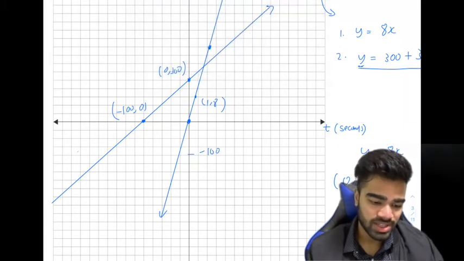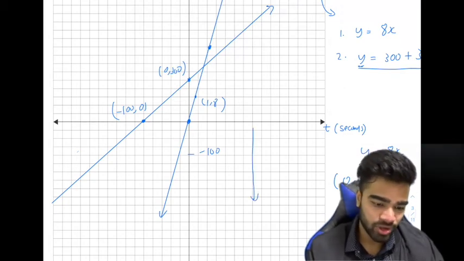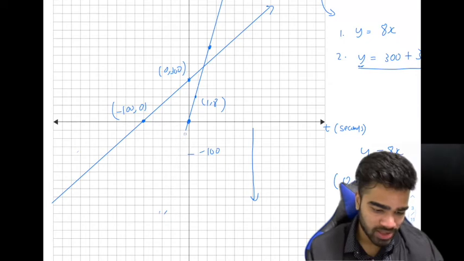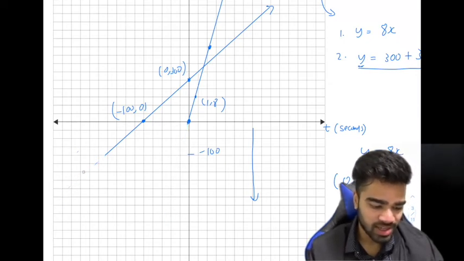So what I'm going to do is, anything below the x-axis is going to give me a negative volume. So I'm going to get rid of all the parts in this graph where they go below the x-axis, because that doesn't make sense. I cannot have negative volume. Doesn't make any sense. Okay.